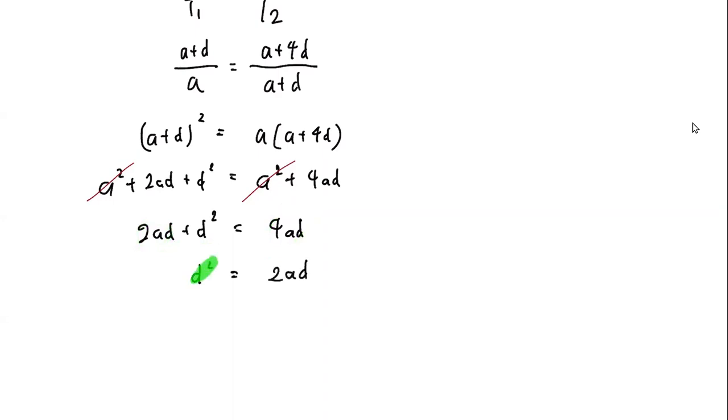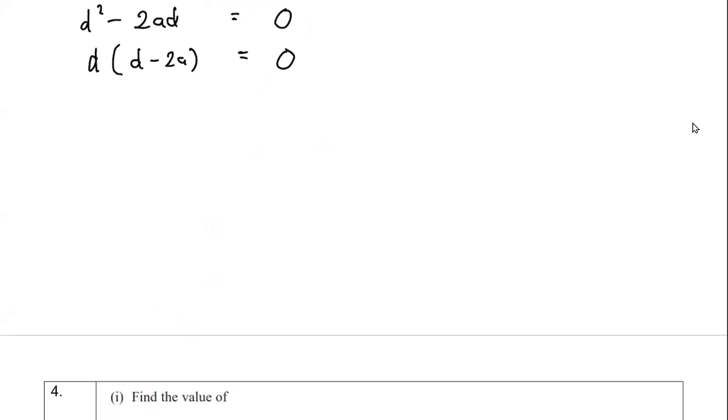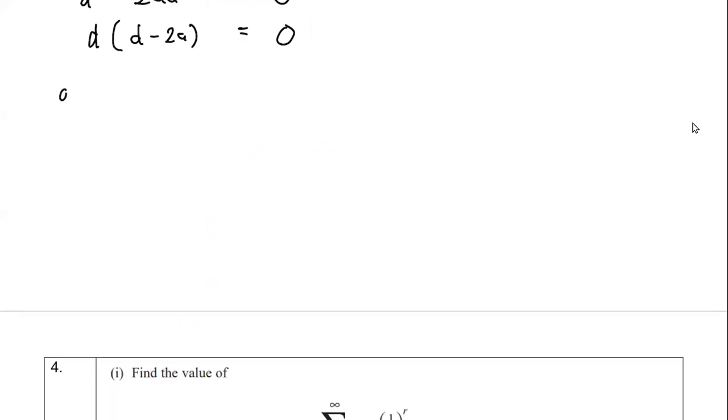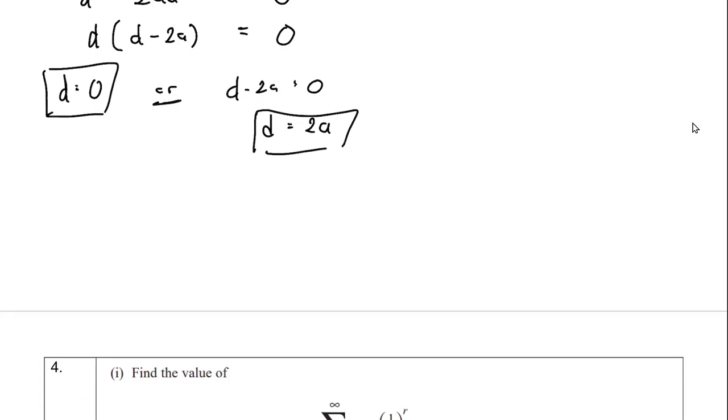At this stage, you see D squared, you see D. Maybe you are thinking of dividing by D on both sides, but that's not such a good idea because you will lose one of the solutions. Instead, you should bring over to the other side. So D squared minus 2AD equals 0. Factor out D, you get D minus 2A times D with brackets. So now that you have two factors multiplied together give you 0, it means the first guy equals 0 or the second guy equals 0. Bring the 2A over, you get D equals 2A. So now you have two separate cases, D equals 0 or D equals 2A.